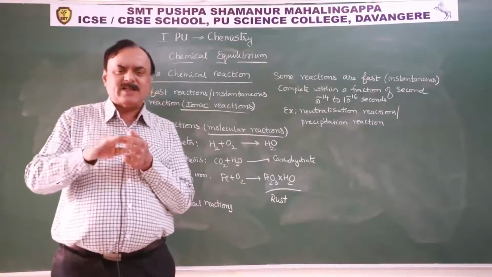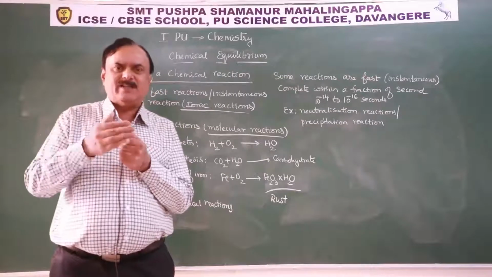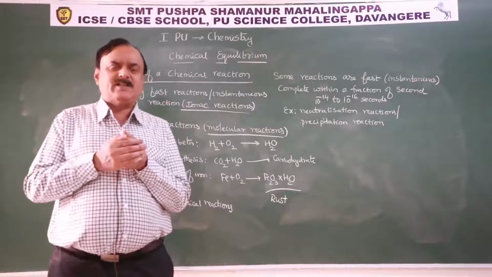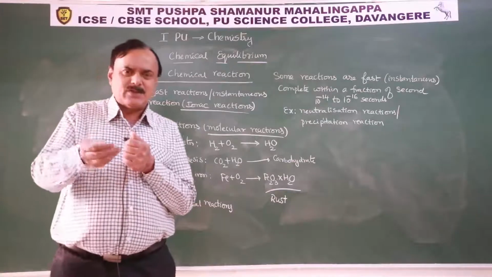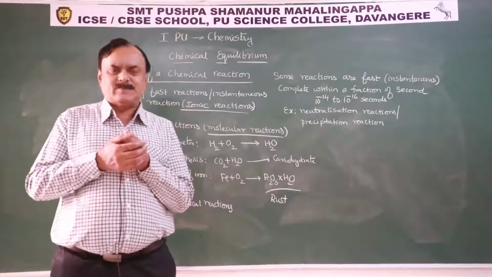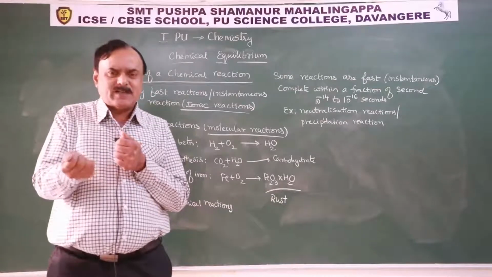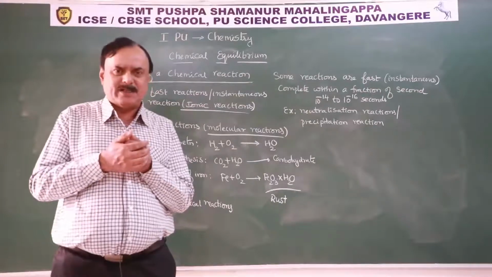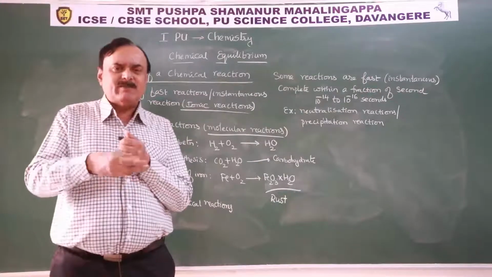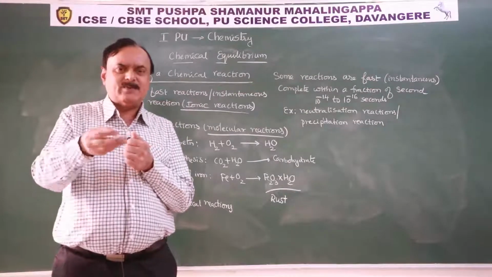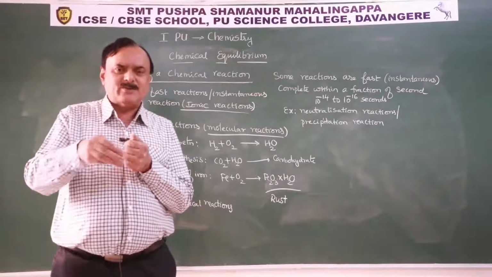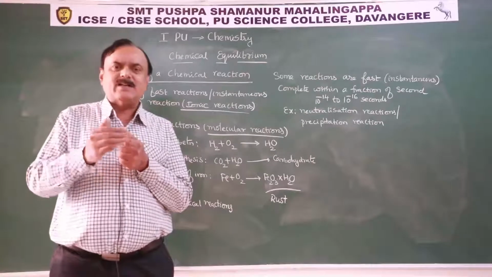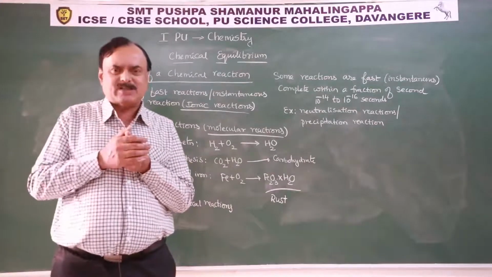Some reactions are associated with the liberation of heat energy, and some reactions are associated with the absorption of heat energy. For example, when sugar crystals are dissolved in water, absorption of heat energy occurs, and hence the process is called an endothermic process or endothermic reaction. Similarly, when hydrochloric acid or sodium hydroxide is dissolved in water, heat energy is liberated, and hence they are called exothermic chemical reactions.